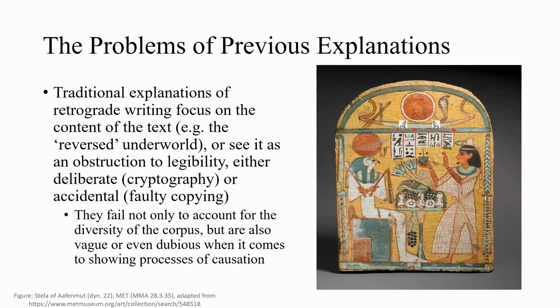However, I have a few problems with these explanations. First of all, on a very basic level, the philosophy of this explanation seemed to be that writing is something that is supposed to convey linguistic meaning purely. And so either retrograde writing somehow conveys the meaning of the text, or it's maybe an obstruction to reading, either deliberately through cryptography or accidentally through faulty copying.